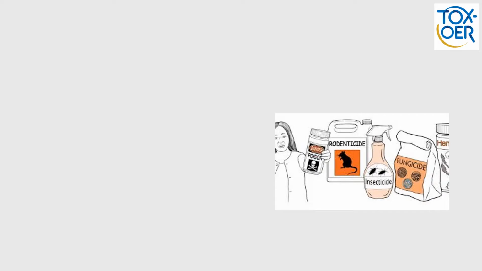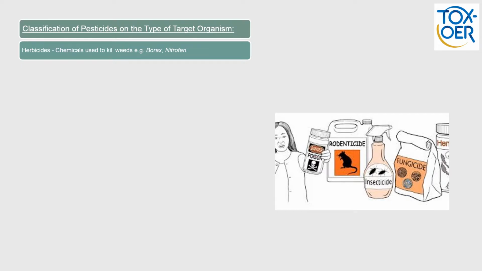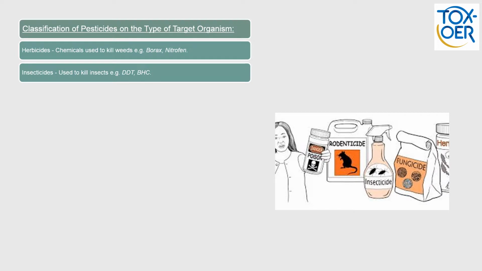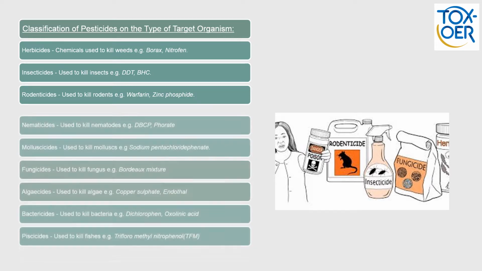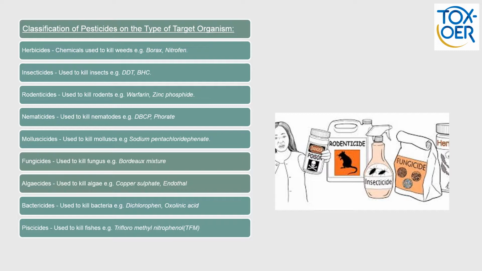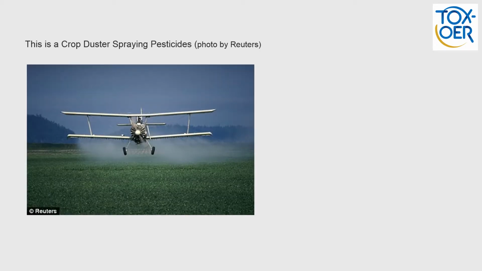And now let us go back to the topic and include some more details. This is the classification of pesticides by the type of target organism. Herbicides are chemicals used to kill weeds. Insecticides are used to kill insects; among them is DDT. Rodenticides are used to kill rodents. Nematicides, molluscicides, fungicides, and so on. This is a photo of a crop duster spraying pesticides.